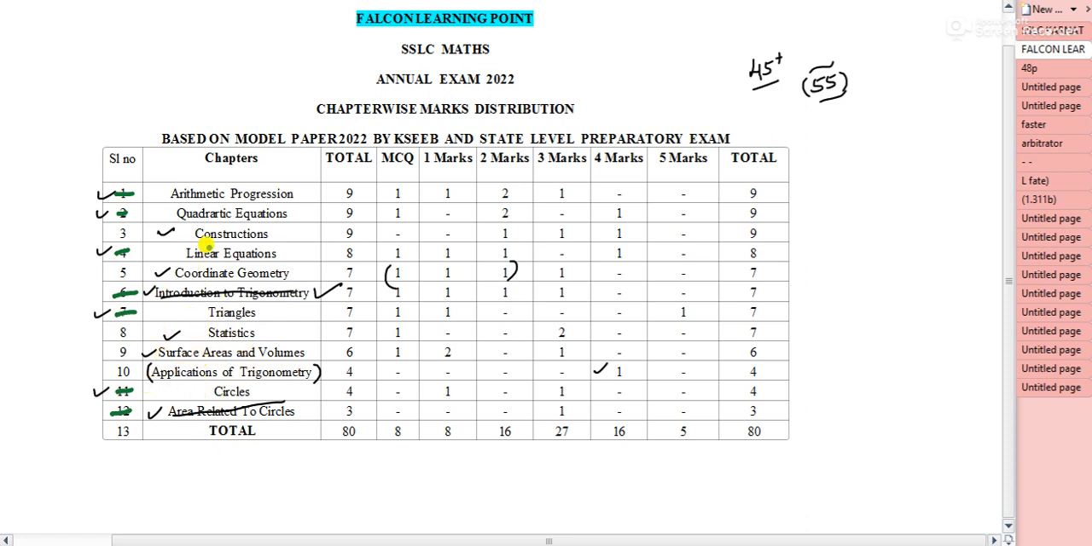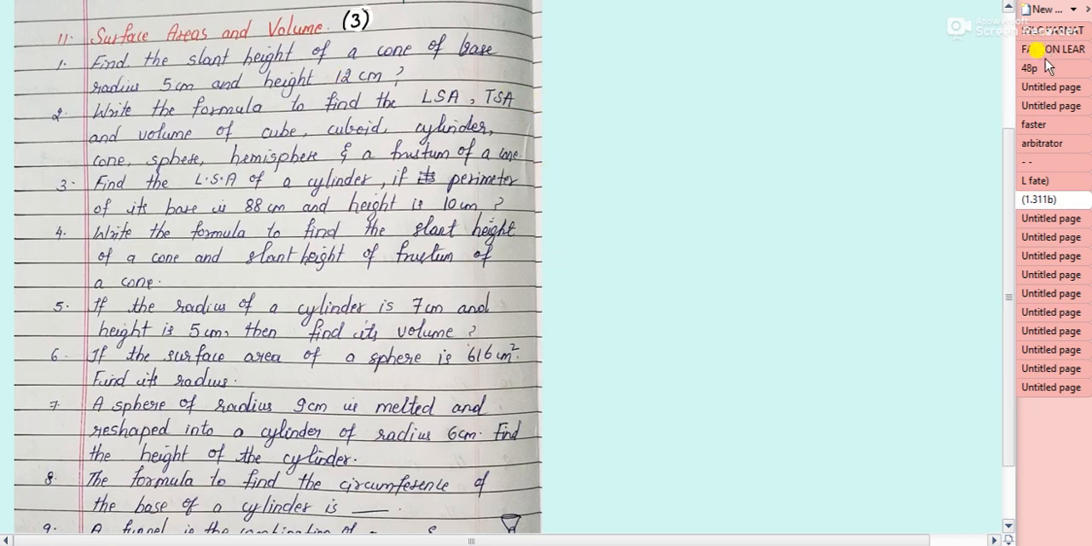We'll move to surface areas and volume. Okay, so let us see questions from surface areas and volume. From this chapter you are going to get a total of 6 to 7 marks, to be approximate.